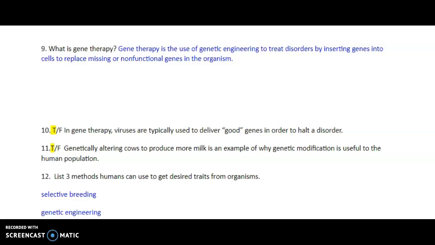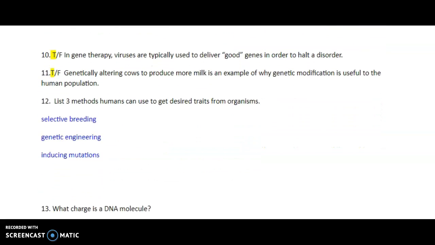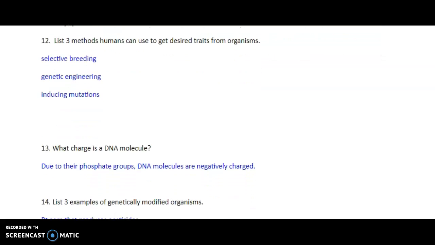Number 12. There's 3 methods humans can use to get desired traits from organisms. Well, I started off with selective breeding before anybody knew anything about genes. So selective breeding is one way to get desired traits. Now, genetic engineering can be used. Inducing mutations, we have not talked a lot about that. That would just be introducing a mutagen into an organism that would cause a mutation that would give something a trait that you wanted to see in that organism.